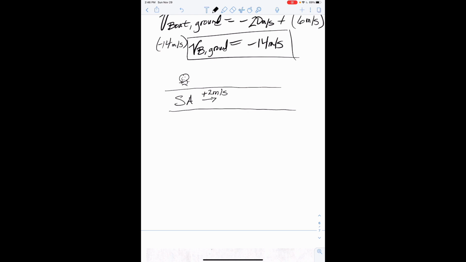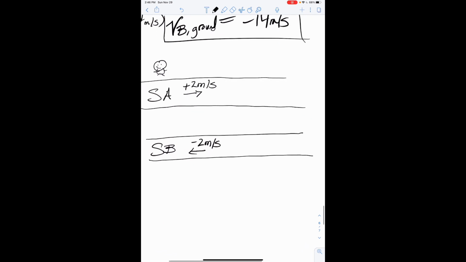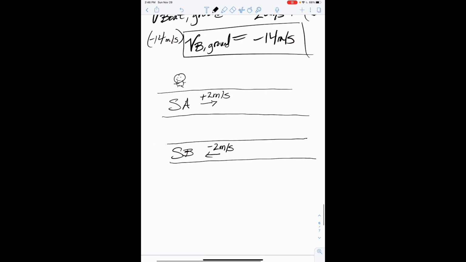Where do they have these moving sidewalks? At airports, because people don't like to walk with their luggage. And then sidewalk B is moving to the left at negative 2 meters per second. So at airports, kids like to play on these sidewalks, and yeah, because it's fun, right?